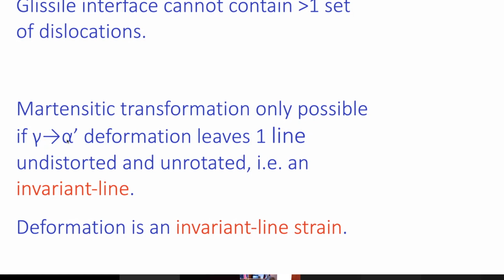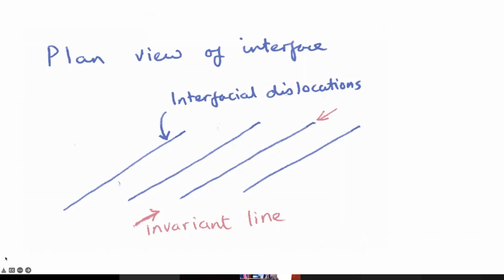Okay, so if you have two hypothetical crystal structures and you want to see whether you can transform from one to the other by martensite, if you cannot find a deformation which leaves a single line undistorted and unrotated, then it's impossible. Okay, so your interface will look like this if you look at it in plan view. Only one set of dislocations, and the invariant line between the two lattices lies along these dislocations. And this is why the interfacial energy of martensite-austenite interfaces is so low.